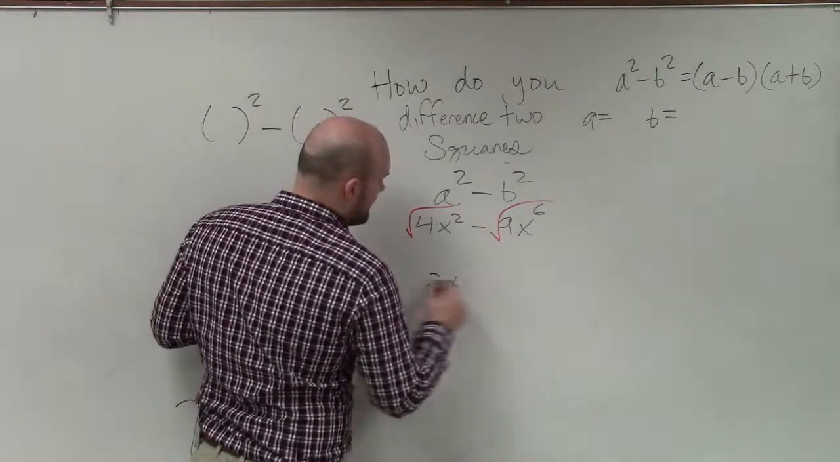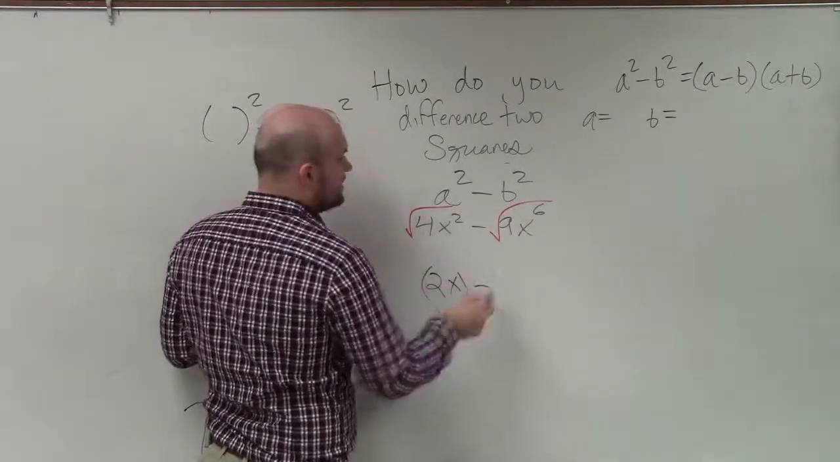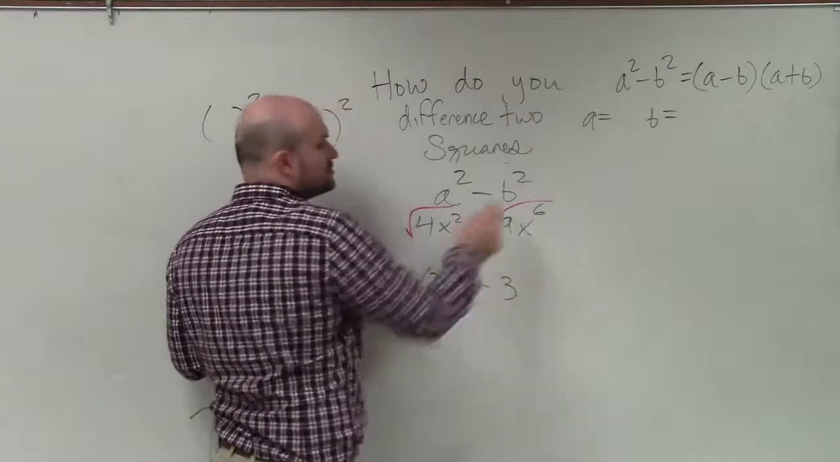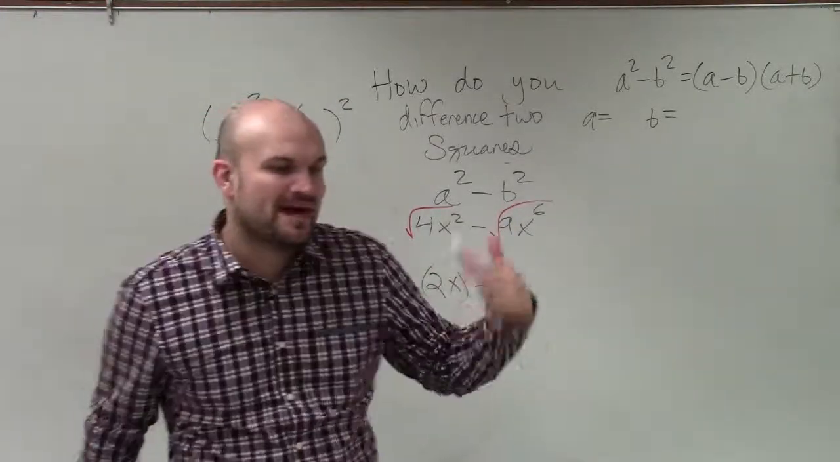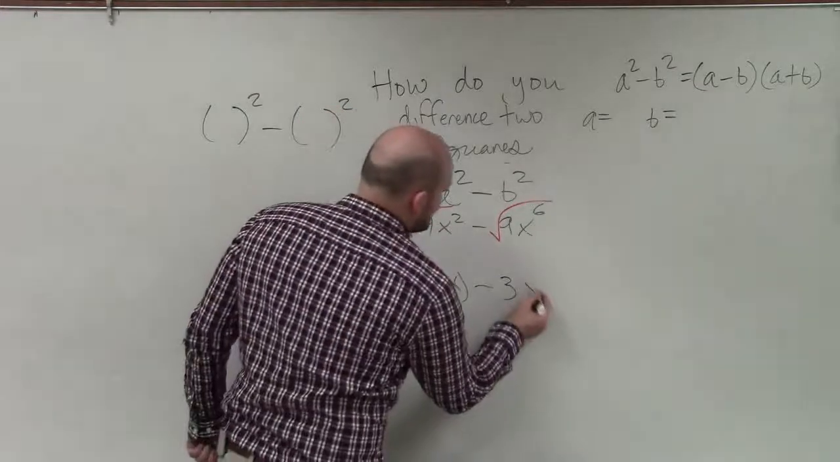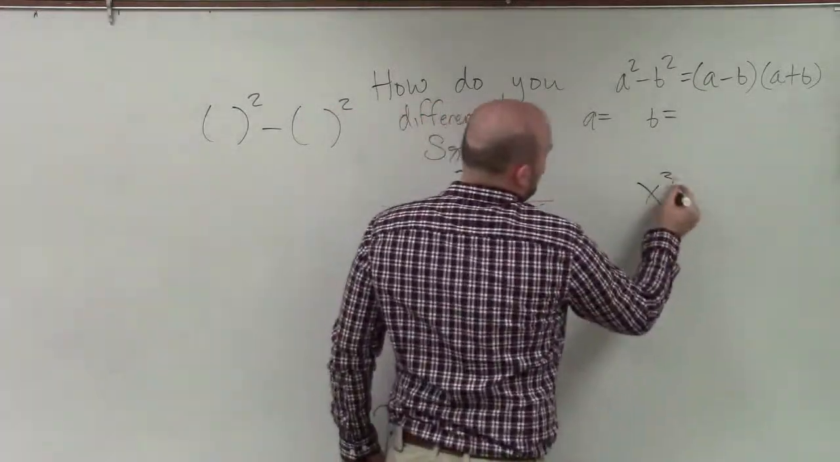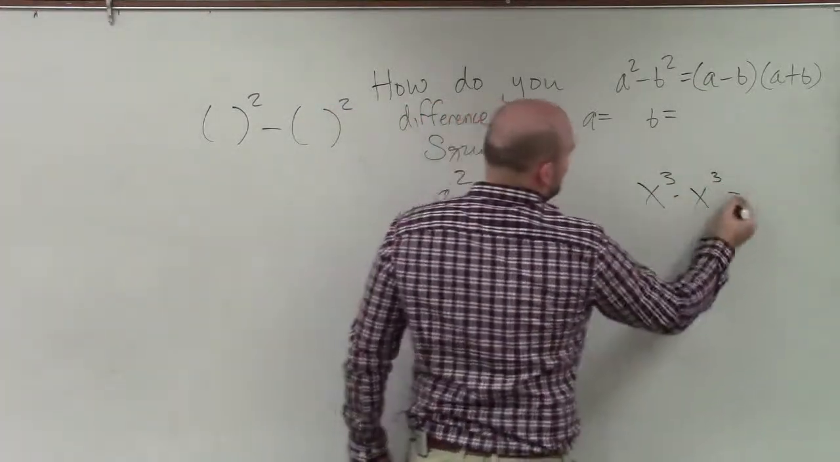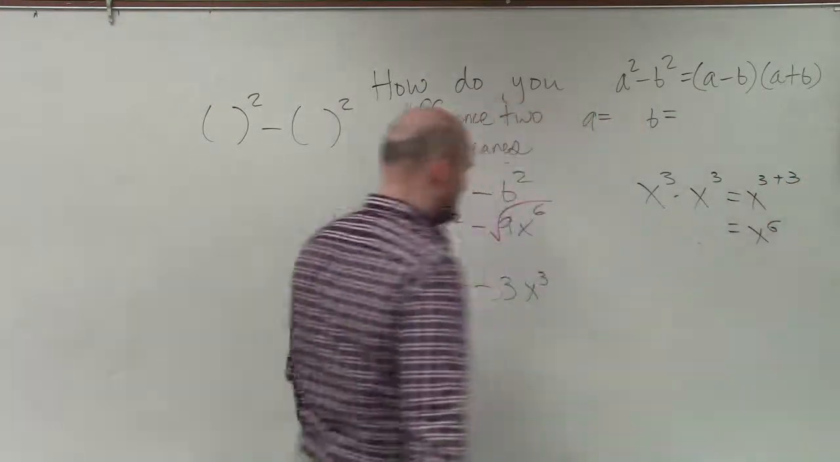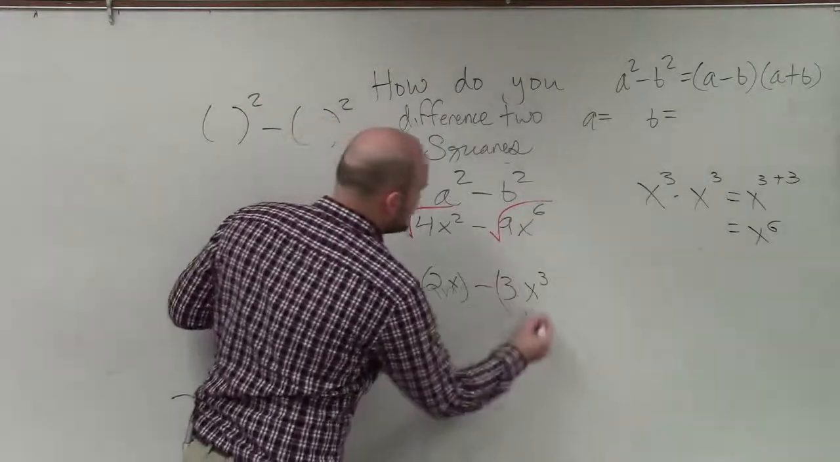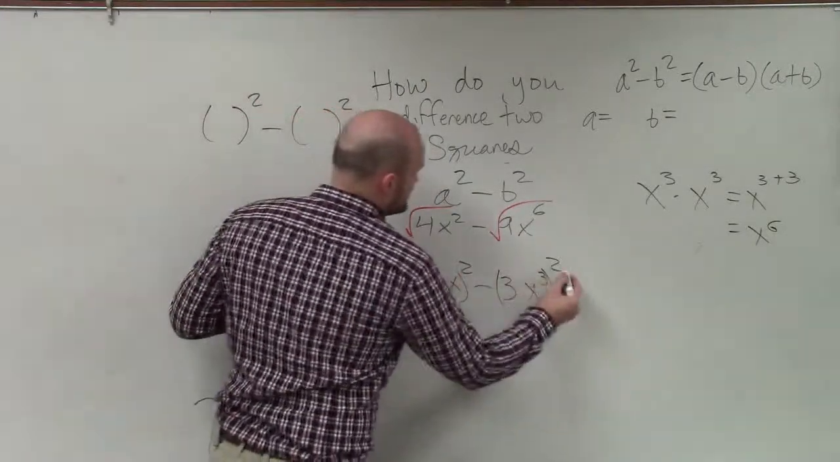And then minus the square root of 9, which is 3, and the square root of x to the 6th, which means what term multiplied by itself gives us x to the 6th? That's going to be x cubed. Again, x cubed times x cubed equals x to the 3 plus 3, which equals x to the 6th. Okay? So I have this term minus this term. Now these are both squared.